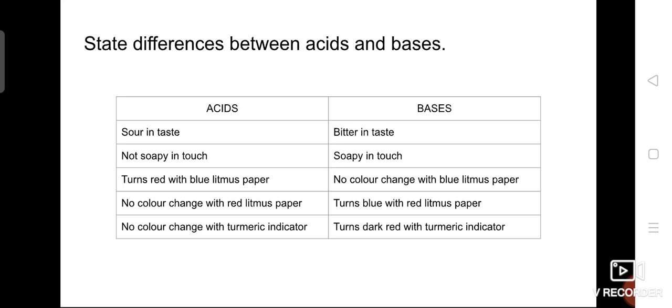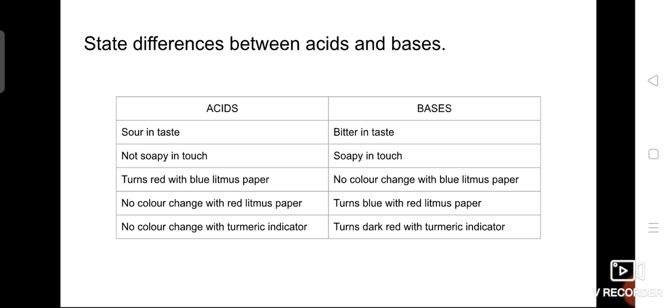Okay, the first question: state differences between acids and bases. Generally acids and bases are just opposite to each other. They have different properties. So here we are going to say the acids and bases in the form of a tabular column. First property, taste: acids are sour in taste, bases are bitter in taste. Second one, nature, that is texture. Acids are not soapy to touch, that is, if you touch the acid, you couldn't find any soapy touch, but bases are soapy to touch.